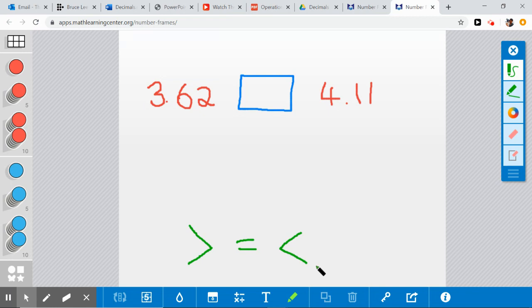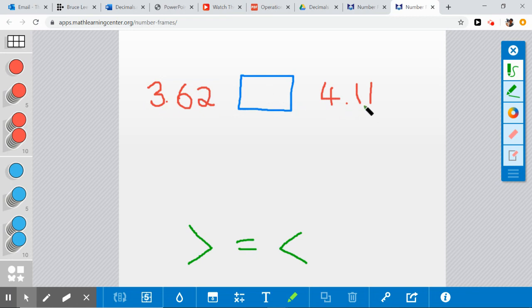Some of you might have forgotten what each symbol means. So let's just have a recap. This means greater than. This means the same as or equal to. And this means smaller than. And the way that I remember this is that I imagine that it's pointing, and it's always pointing to the smaller number. That's my little way of remembering. So we've got greater than, the same as, or smaller than. So which symbol would we put here? Well, let's have a look.